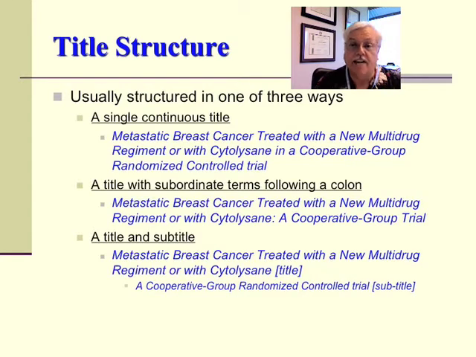The third kind is a title and a subtitle. For instance, metastatic breast cancer treated with a new multi-drug regimen or with cytolysaine. And then underneath in a subtitle, a cooperative group randomized controlled trial. So I think you get the point. You have to sort of see where that works for your article and your title.